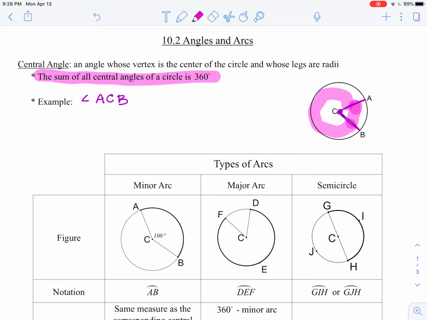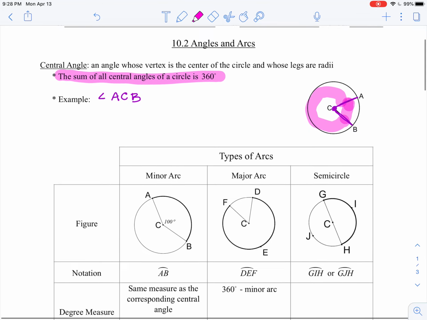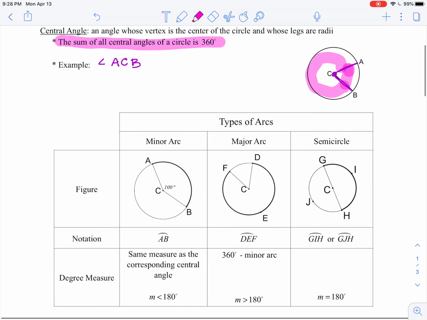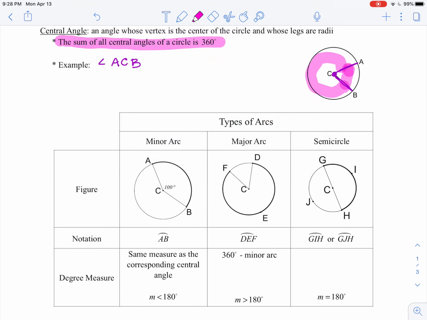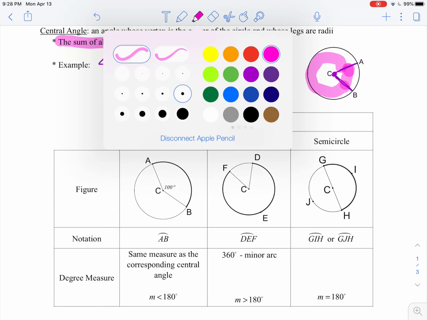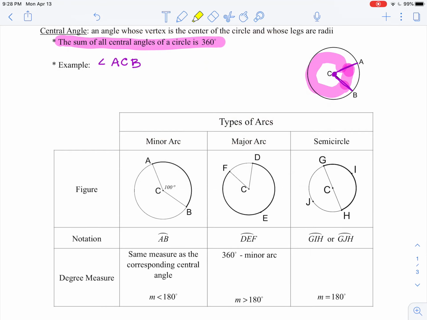Okay, the other part of today's lesson is on arcs. An arc is a part of the actual circle itself. So that means part of the outside of the circle. Arcs are measured two different ways. One is according to its number of degrees, and then the other is its length, which we'll get to later on. But arcs are also categorized according to their measure, their number of degrees. We have major arcs, minor arcs, and semicircles.